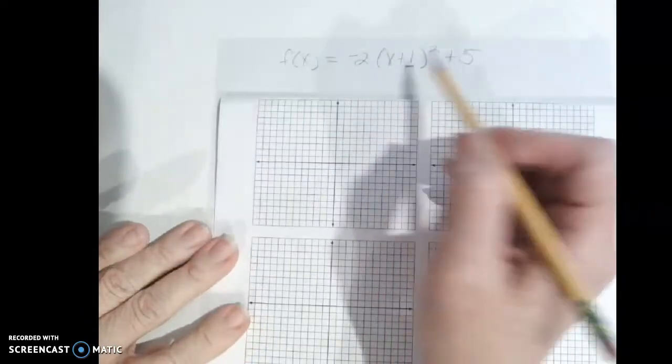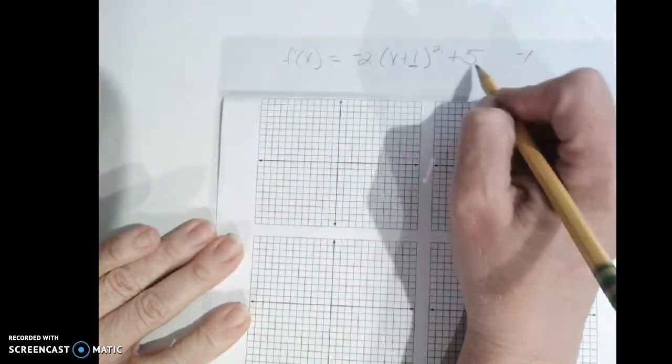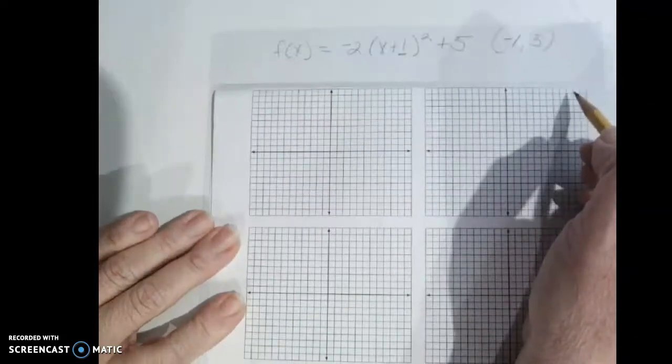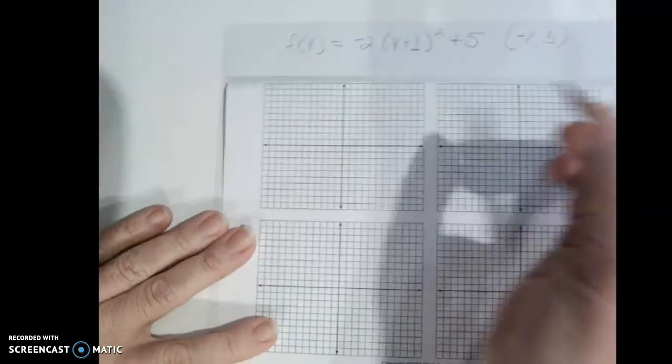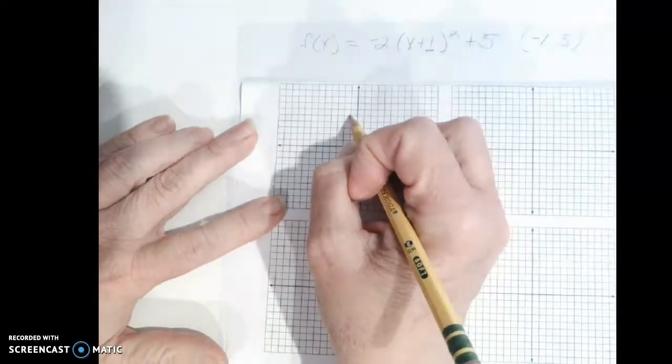This means it went left 1, right? So I have -1 and up 5. So I have a vertex at -1, 5. I'm going to go ahead and plot that point. -1, 1, 2, 3, 4, and 5.